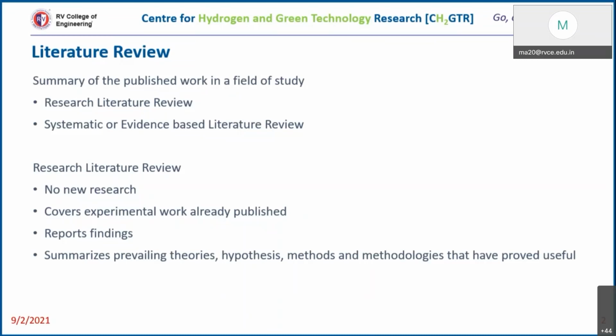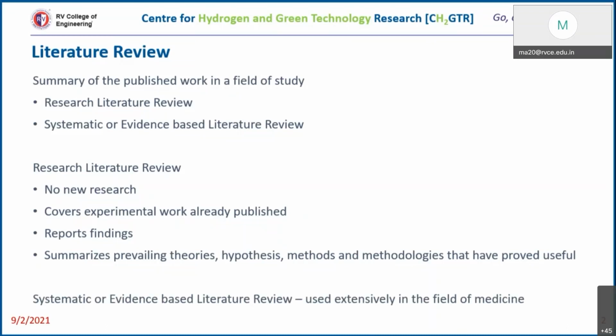It usually summarizes prevailing theories, hypotheses, methods and methodologies that have proved useful. In some cases, it could be contrasting the views of the authors as well. And it is equally important to know which methods and methodologies were unsuccessful. So that's about the research literature review. The systematic or evidence-based literature review is extensively used in the field of medicine.